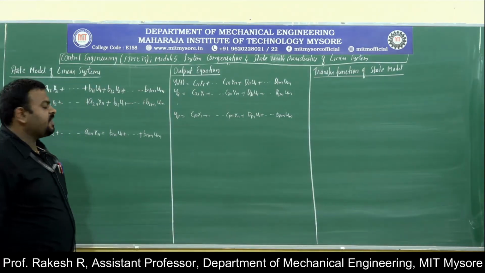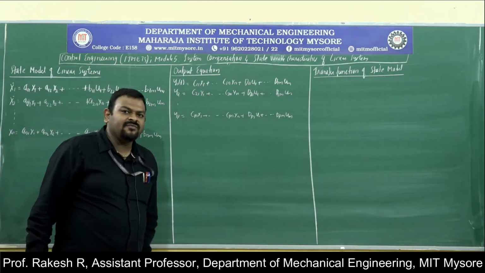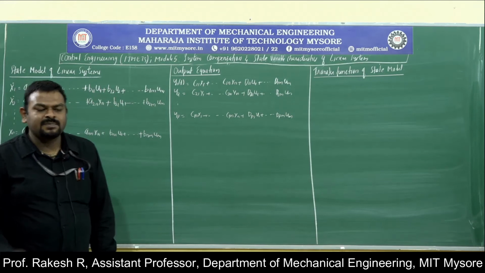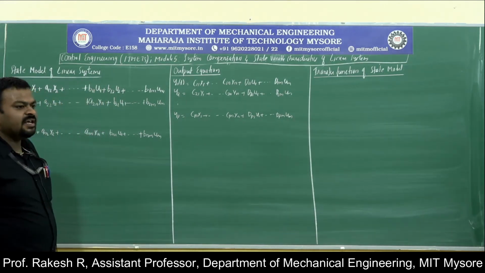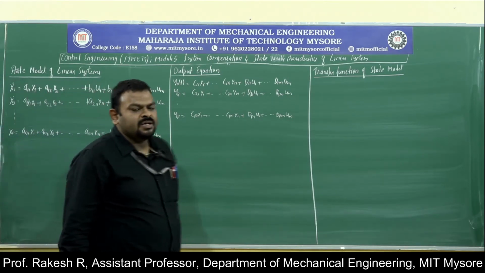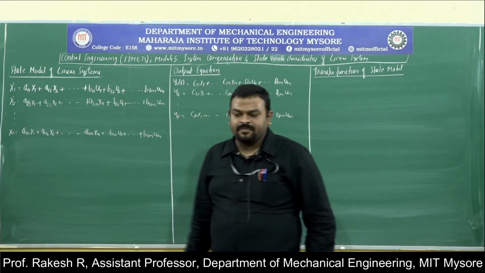Let us see what the state model of a linear system is. A linear system is one which depends upon only one space coordinate x. If it is non-linear, it will depend upon several parameters. Let us see how to write a state space model for this system.